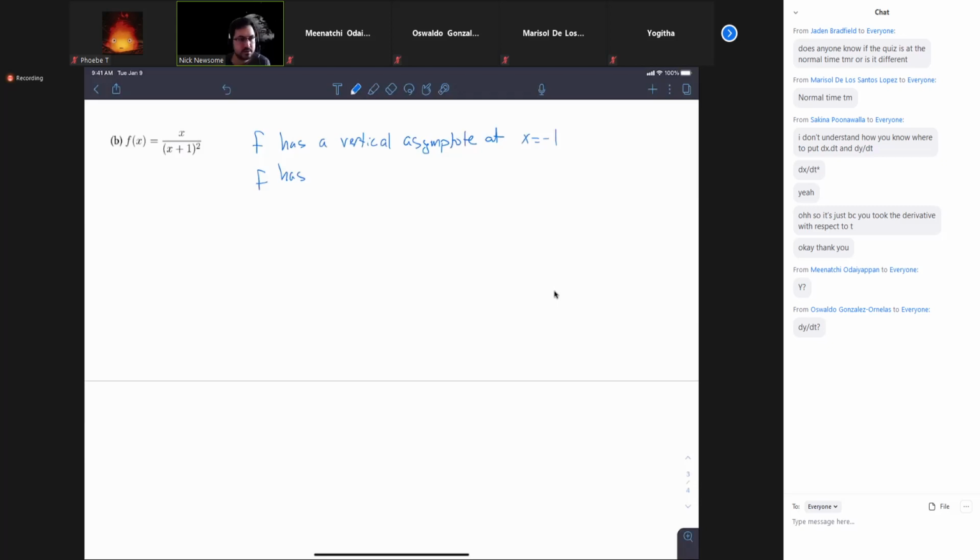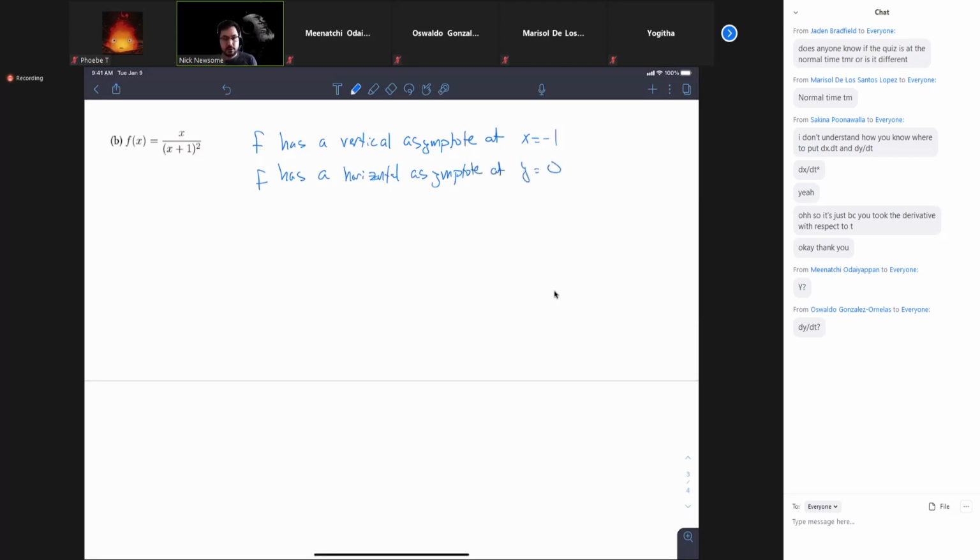And if I take a limit as x goes to infinity, I see that we have a larger power in the bottom than we do in the top. So that thing's going to go to 0. That tells us that f has a horizontal asymptote at y equals 0. Do things just by looking at the function.